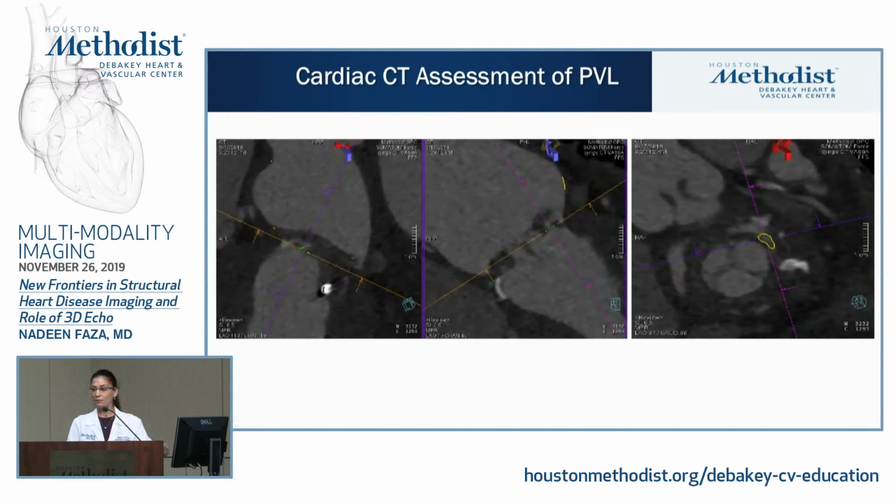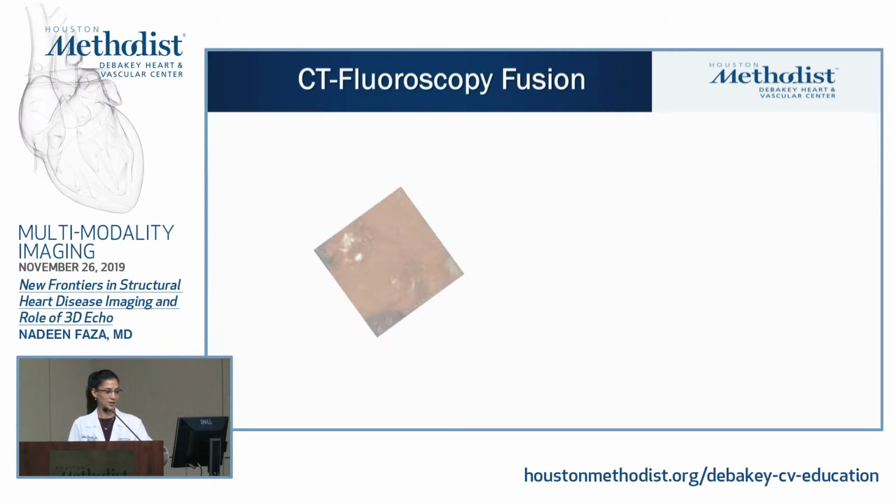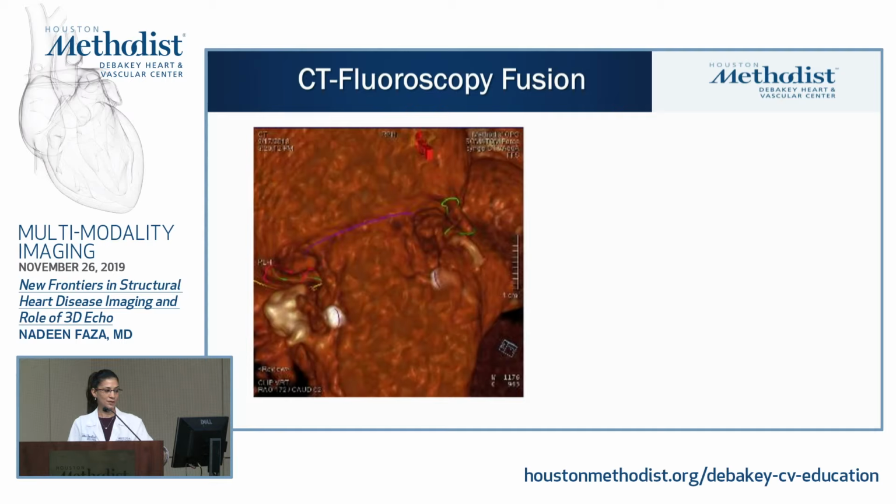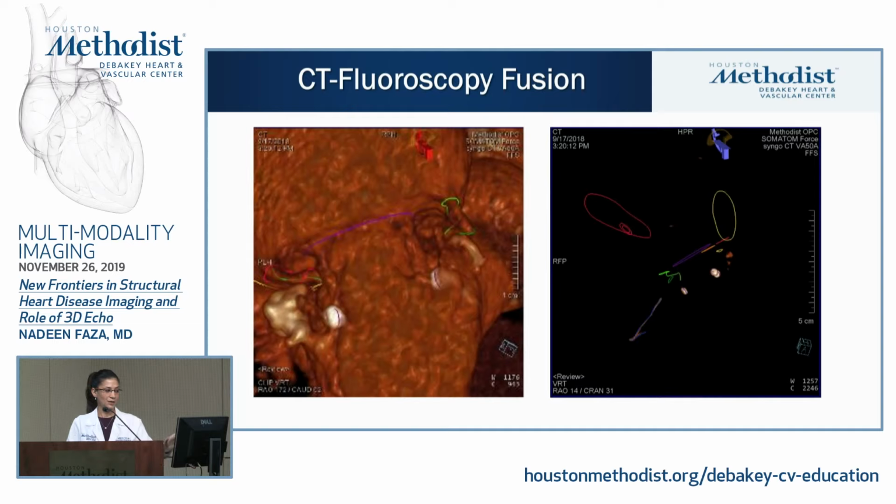CT is also helpful in planning and evaluation of paravalvular leaks. These defects have a tortuous course, and determining their course and their size can be helpful in determining what closure device is needed for these procedures. What we've also been recently doing, in a project with Siemens, is using these CT markers to localize the PVLs and superimposing them on the fluoroscopy screen to provide additional guidance for the operator.